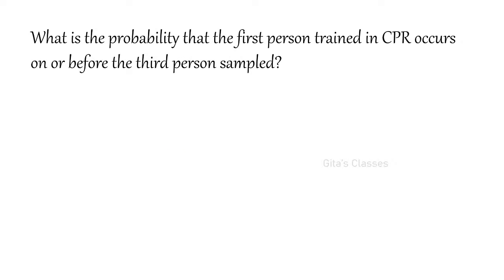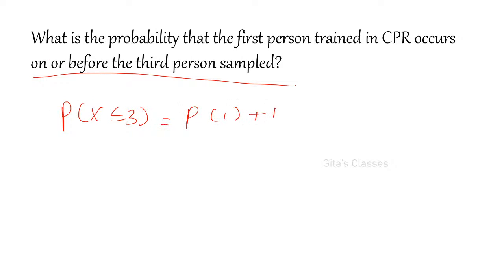And the second one is, what is the probability that the first person trained in CPR occurs on or before the third person sampled? It may be the first person or the second, so P of x less than or equal to 3 is asked: P of 1 plus P of 2 plus P of 3. You will get it by substituting in that.